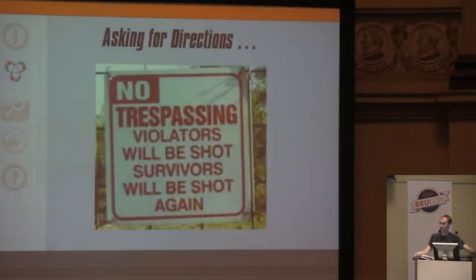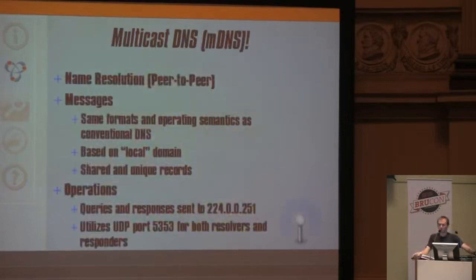Okay. A lot of this advertising is about asking for directions. Where do I find this? Where do I find this host, this service? Where can I get this information from? The first protocol that is involved in this advertising is multicast DNS. It is peer-to-peer name resolution. A host is looking to resolve a name to an address.